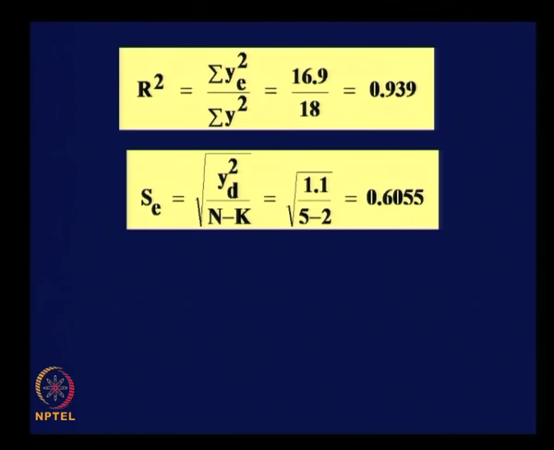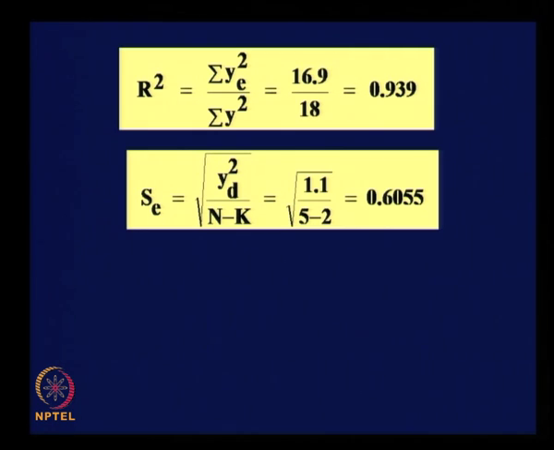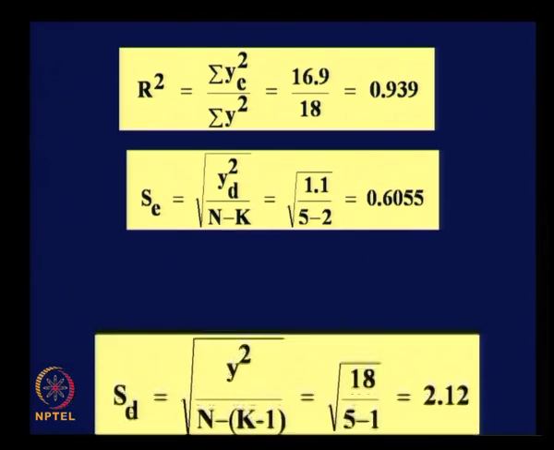What is the inference out of these statistics? R squared: the x is able to explain 93.9% of the variation of the dependent variable y. So it is really an effective variable in this particular case, right. And let us see how to go about using the value of SE and get some inference.